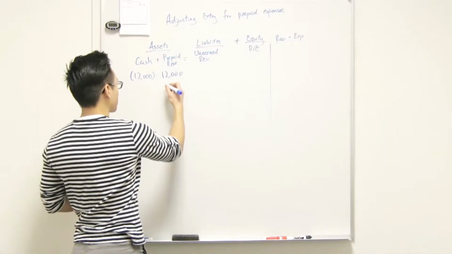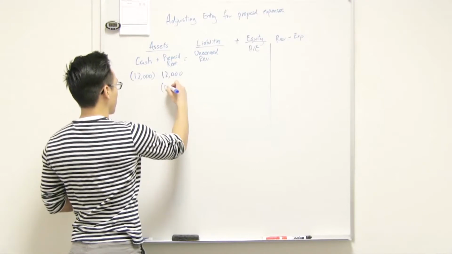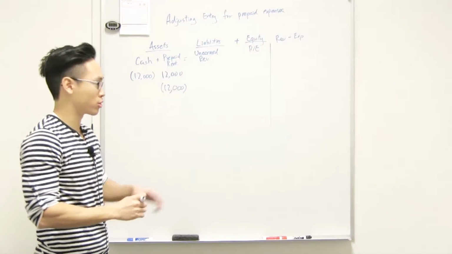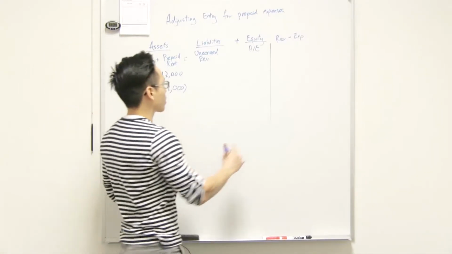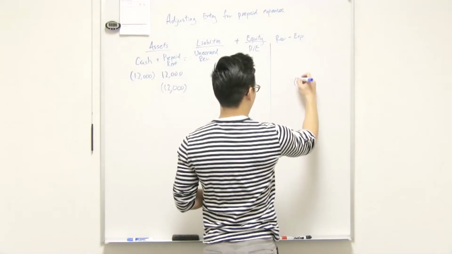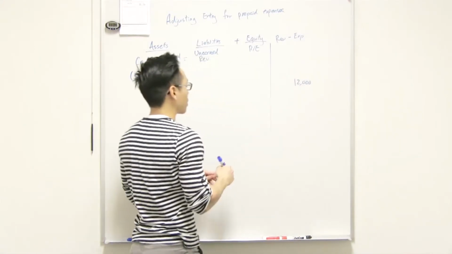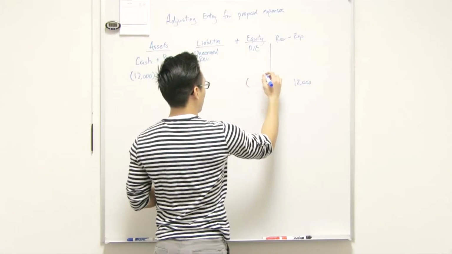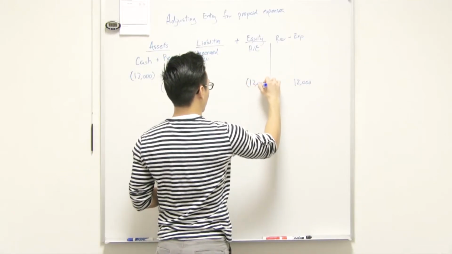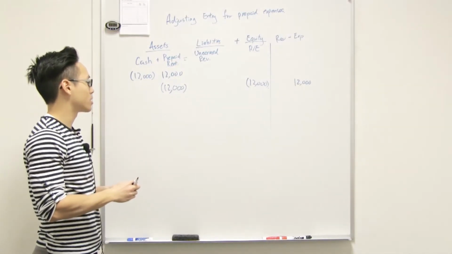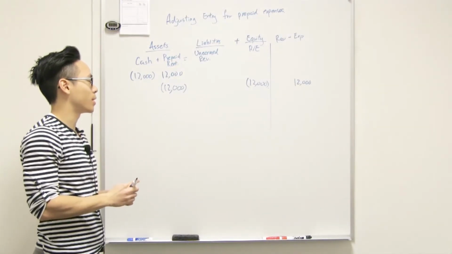So what happened is, at the end of the year, your prepaid rent will go down by $12,000 because you used 12 months of it, and then your expense would go up by $12,000, and then your retained earnings would go down by $12,000. So this is what happens for adjusting entry for prepaid expenses.